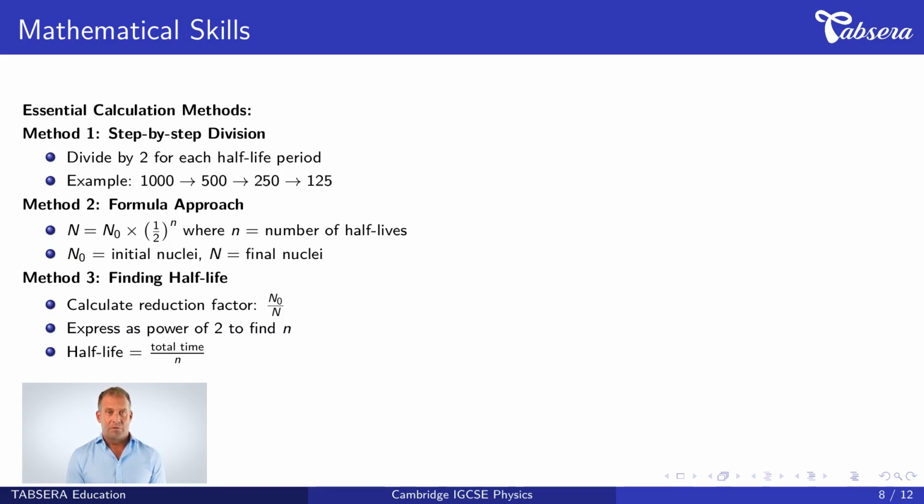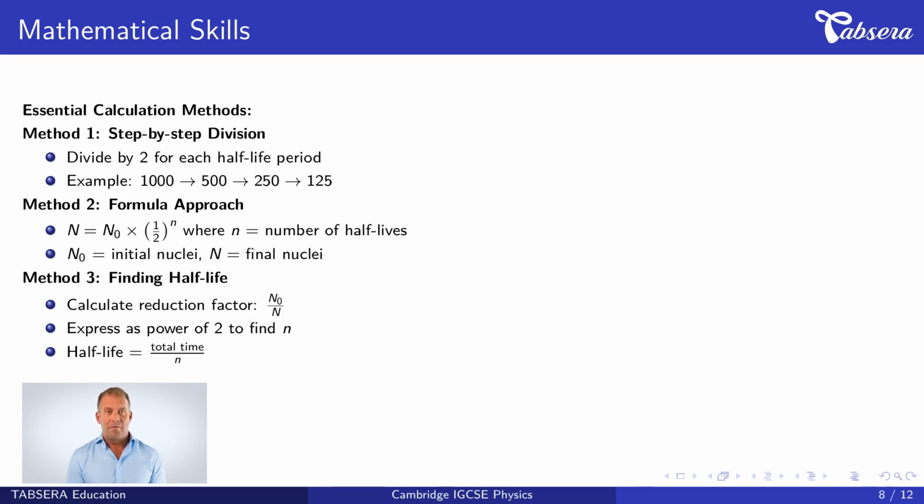Second, the formula approach. We use n equals n naught times 1/2 to the power of n, where n naught represents initial nuclei, n represents final nuclei, and n represents the number of half-lives. This method is efficient for larger numbers.